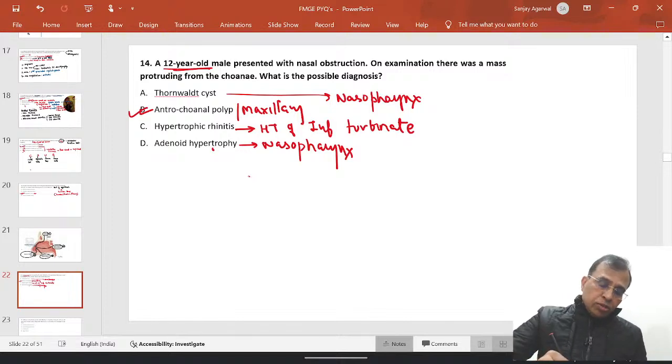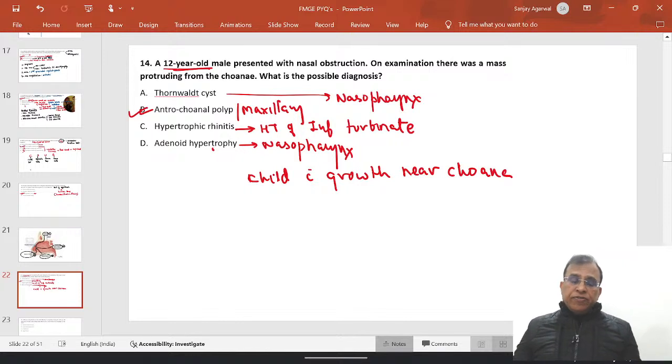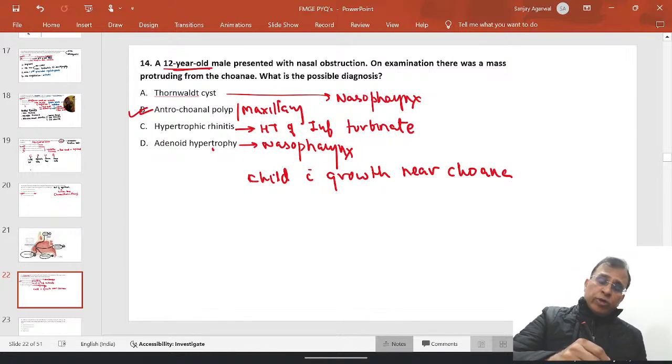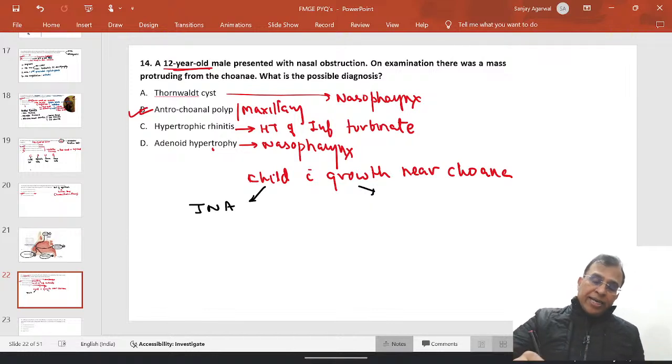In a child with growth near the choana, I told you the choana is the posterior end of the nose. If a child has a growth, a 12-year-old child, 8, 9, 10 years, there are two possibilities. One is juvenile nasopharyngeal angiofibroma, which we discussed in one of the questions, and the other is AC polyp. What is AC polyp? Antrochoanal polyp, the one that we are discussing right now.